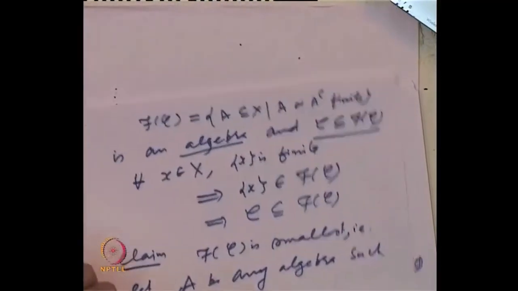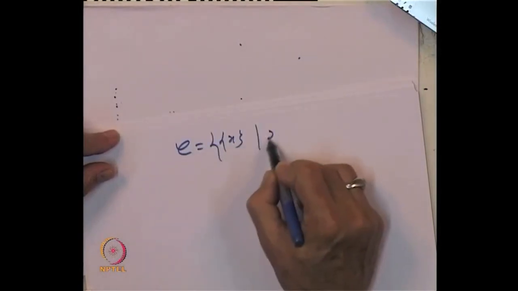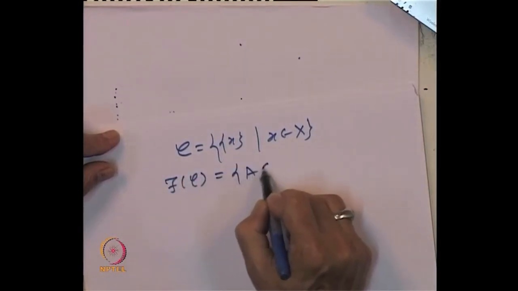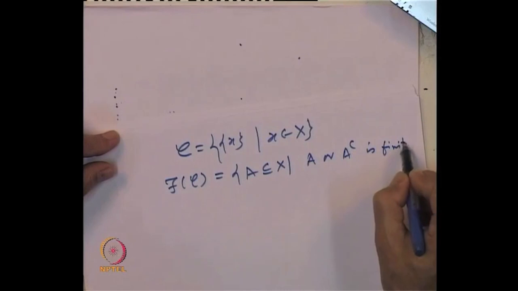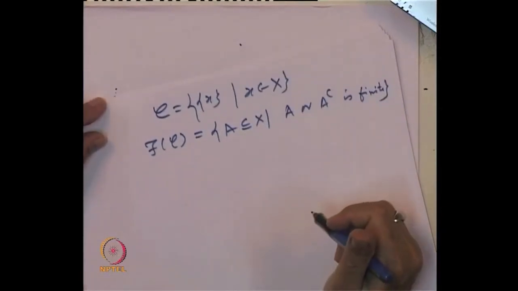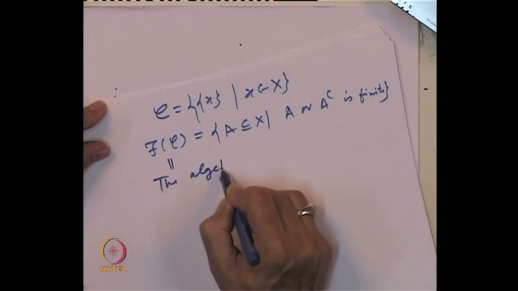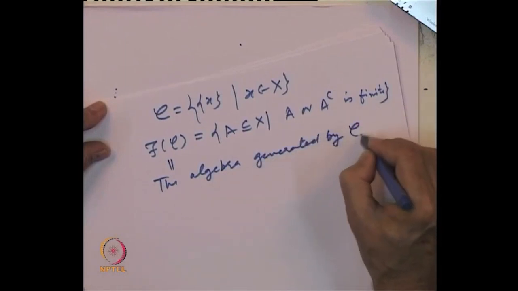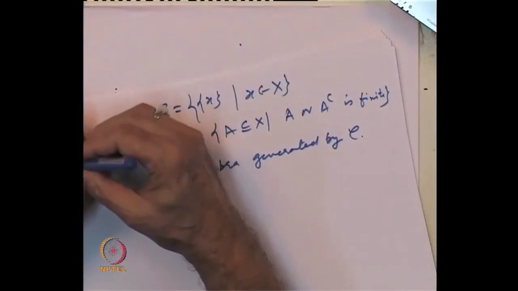So, hence what we have shown is the following: if C is the collection of all singleton sets x belonging to X, then the algebra generated by it is nothing but all subsets A in X such that A or A complement is finite. So, this is the algebra generated by C.